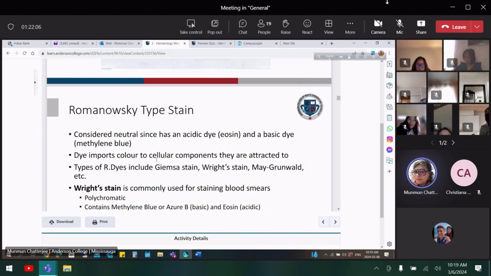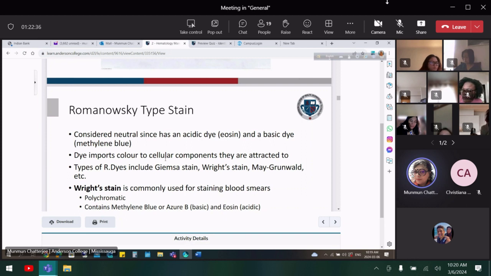Because this dye has two components. One is the red color, eosin, that is the acidic, and it has a basic dye, the methylene blue. So that is the basic dye. Reticulocyte stain is a basic dye, right? Because it has only the methylene blue. And Romanowsky stain, you have to remember these stain names. So Romanowsky stain is the neutral stain.